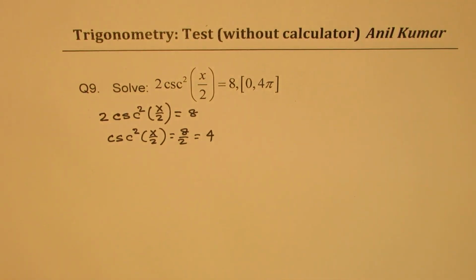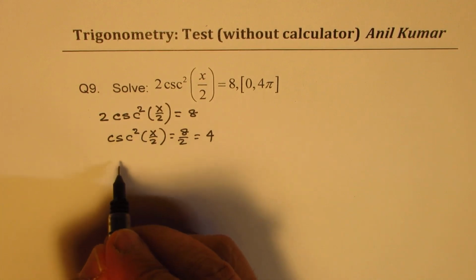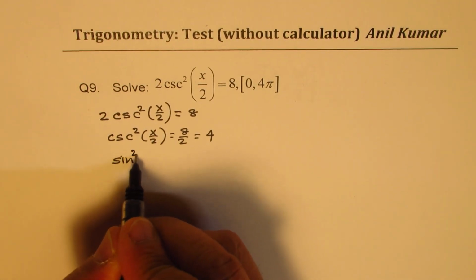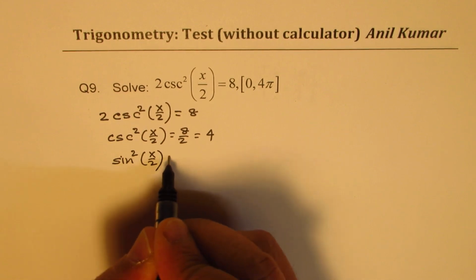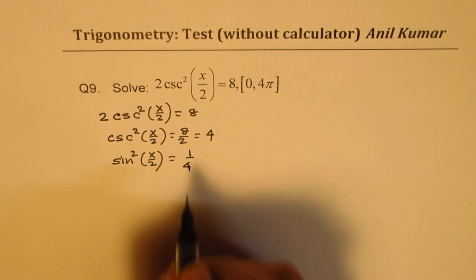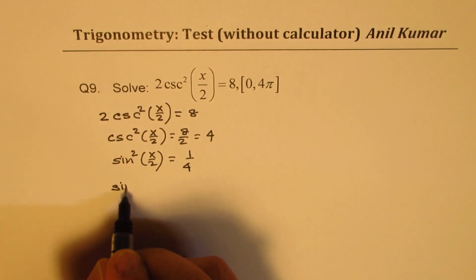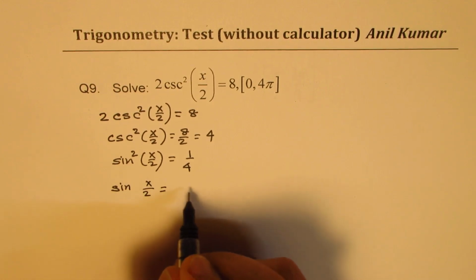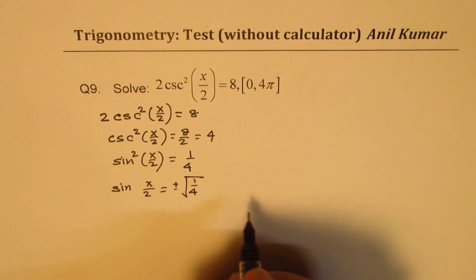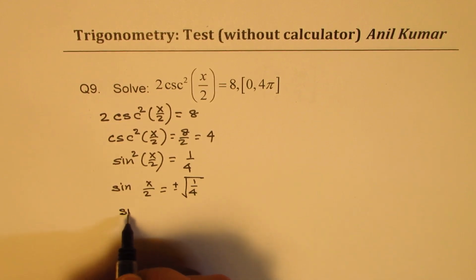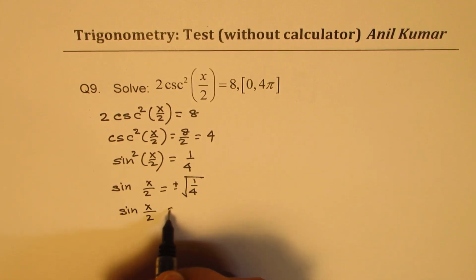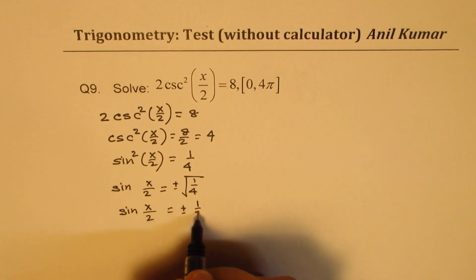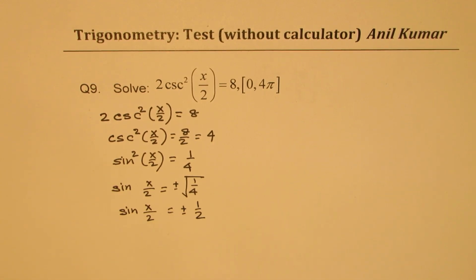Now cosecant is 1 over sine. So I could write this as sine square x by 2 as 1 over 4, correct? So that means sine of x by 2 is equal to plus minus square root of 1 over 4, which is plus minus 1 over 2, correct?